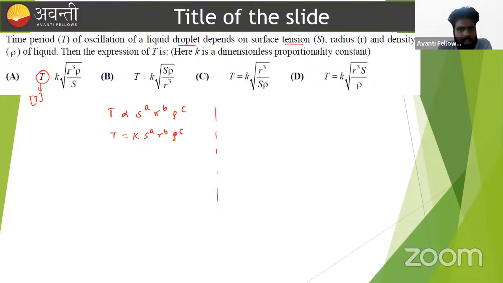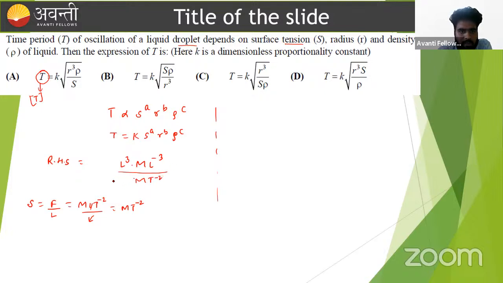So let us check with the first option. What is the dimension of R cube? If we check in the RHS, this is L cube. What is the dimension of density? ML minus 3. What is the surface tension? Surface tension is force per unit length. Force is nothing but MLT minus 2, and this is divided by L. So this will become MT minus 2.